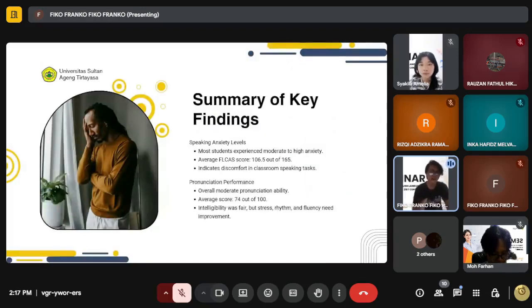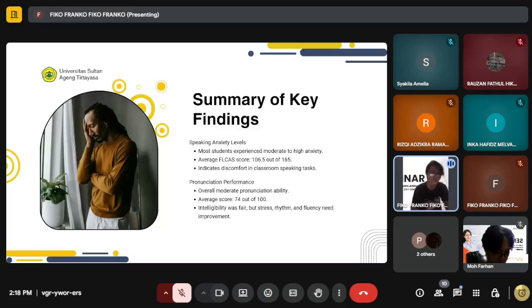So here's our summary of our key findings. Most students experience moderate to high anxiety. The average FLCAS score is 106.5 out of 165, because there are 33 questions with a maximum score of 165, and these indicate a discomfort in classroom speaking tasks, which means there are a lot of students that suffer anxiety in their classroom.